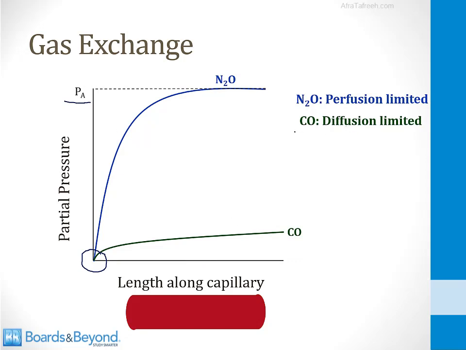Gases that behave like this are said to be diffusion limited. Because diffusion is limiting the gas uptake, it can never reach equilibrium with the alveoli. That's the hallmark of a diffusion limited gas. And carbon monoxide is the classic example of a diffusion limited gas.